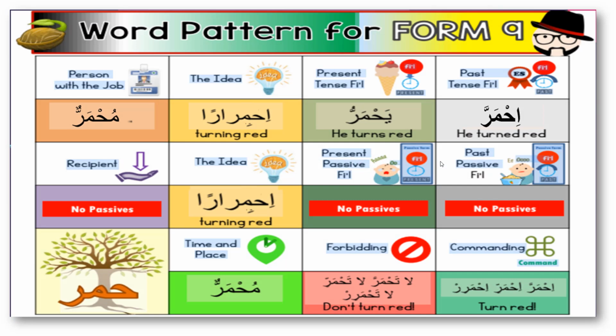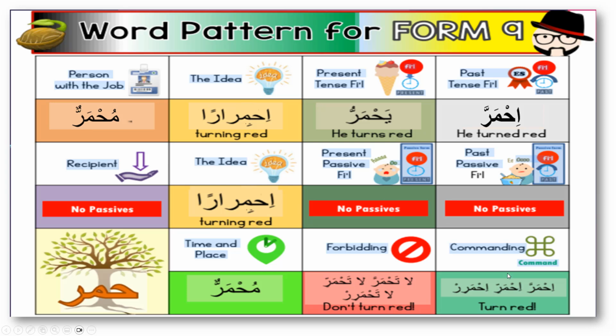And the sarf saghir for this form, I've taken the red color as an example. So past tense, Madi, it's gonna be ihmarra, he turned red. In the present tense, Mudare is Yahmarru, he turns red. And the masdar, it's ihmiraran, turning red. And the ism fa'il, it's gonna be muhmarrun. In the other forms, it was Muslimun pattern, but this form is unique. It's gonna be muhmarrun. And there are no passives for this form because it is lazim, intransitive.